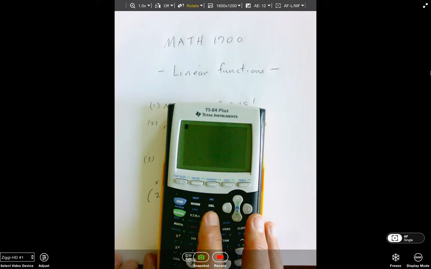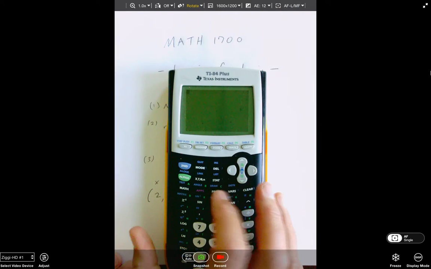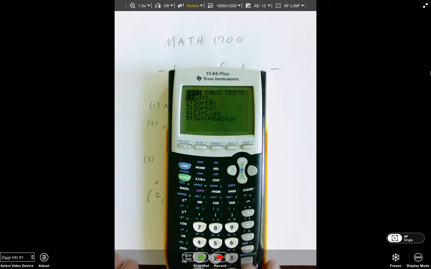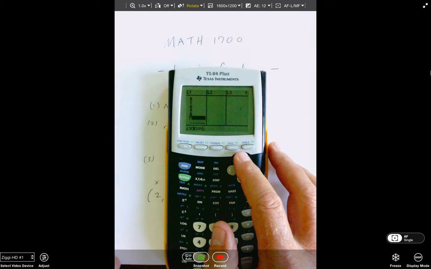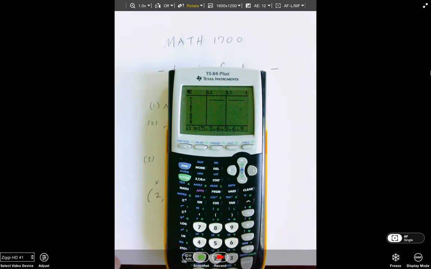So what I would do is hit the Stat button and go to Edit, so just hit Enter, and then I would have my list editor. Now, if you've got information in there and you need to get rid of that, which, if you've taken a stats class previously, the way you do that, instead of deleting all of them one by one, is just go up and highlight the list, L1, and then hit Clear, Enter.